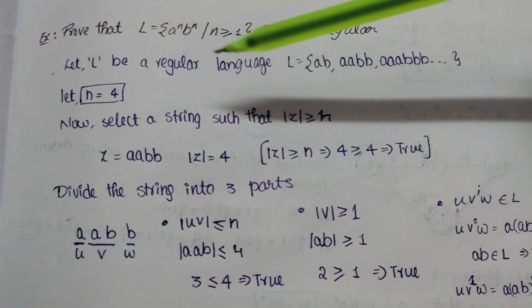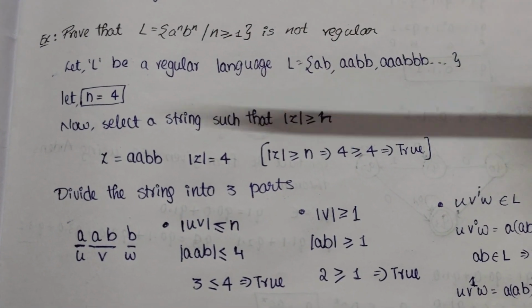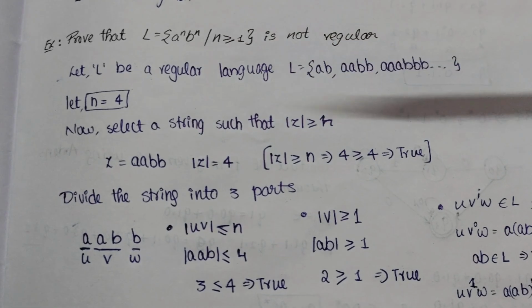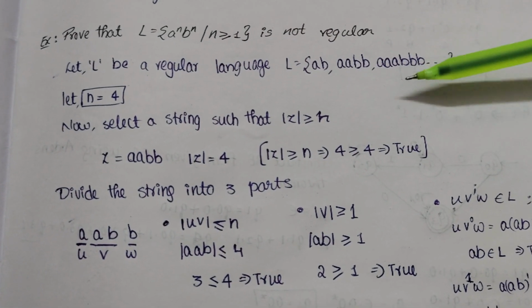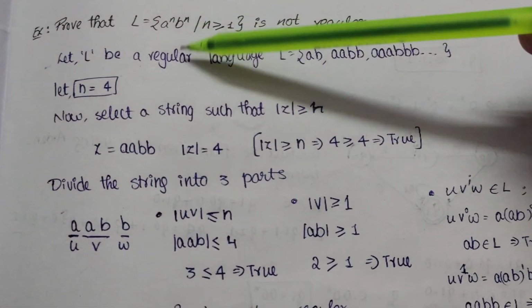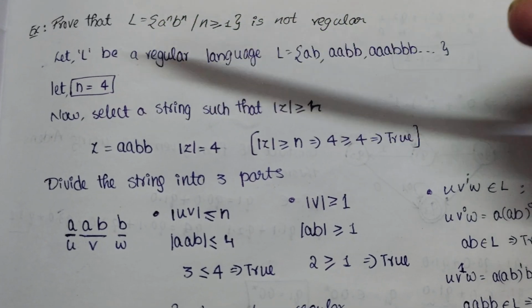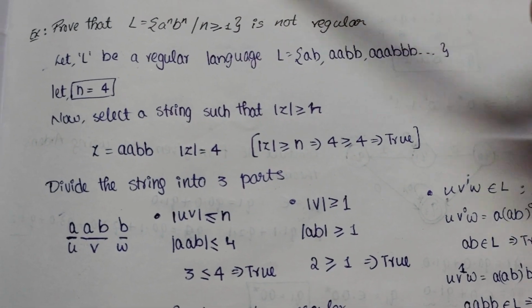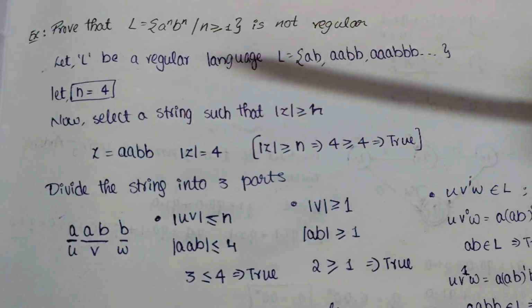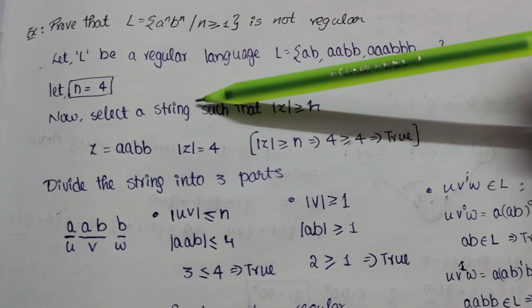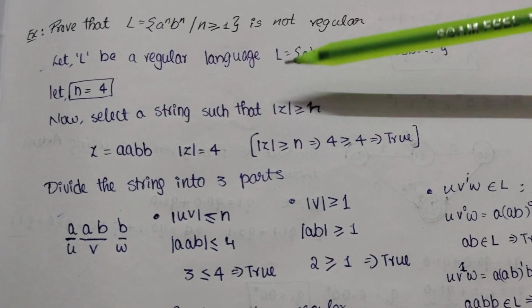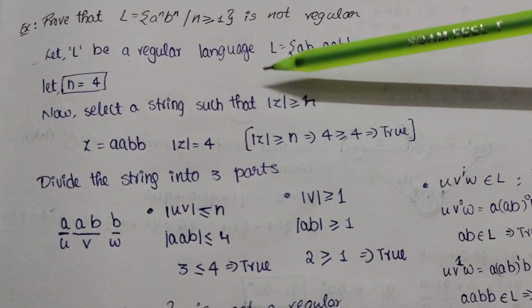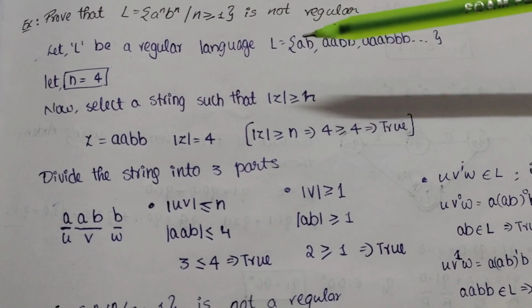Substitute n equals 2, we get abb. Substitute n equals 3, we get abbb. Let us take n equals 4. We can take whatever we want. As they gave n greater than or equal to 1, we can take n equals 1, 2, 3, 4. But we need to make sure that the length of the string we take should be greater than or equal to n.